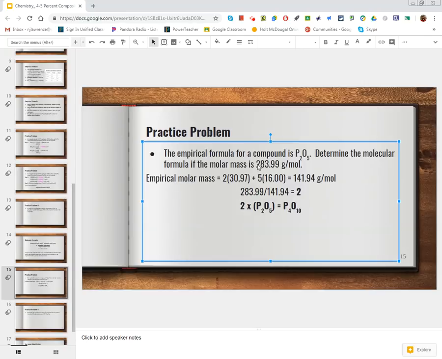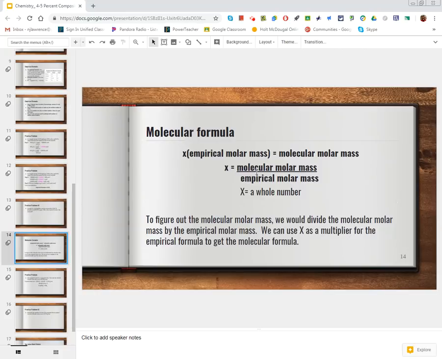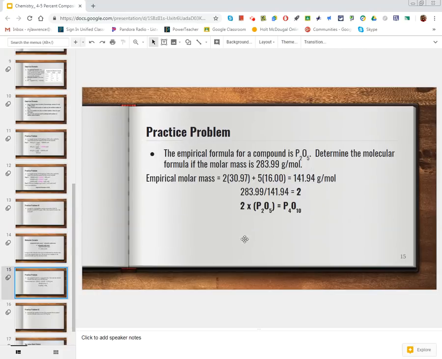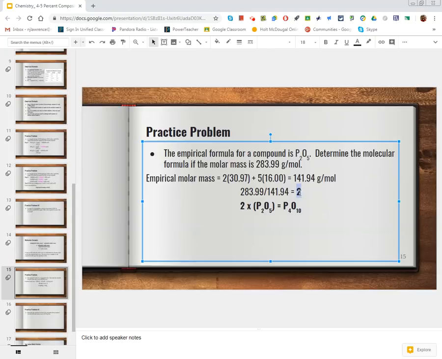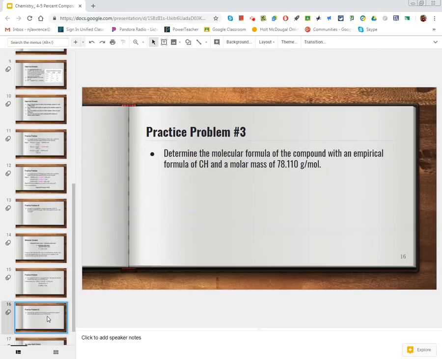If I use this equation right here, take the molecular mass and divide by the empirical mass, you get a multiplier of 2. Now that I have a multiplier of 2, I am simply going to double up this ratio. I keep the 2 to 5 ratio, but double my subscripts by saying 2 times P2O5, which gives me my final unknown molecule of P4O10. Pause the video, try it yourself.